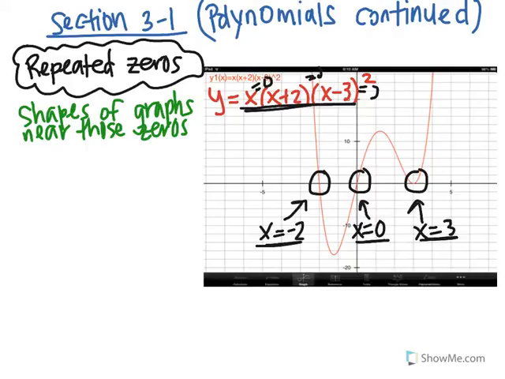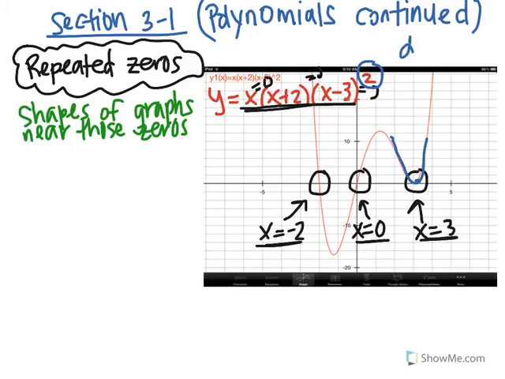The one thing that you might notice is this zero, it's twice. It's x minus 3, and it's a factor 2 times. Notice what it looks like at 3. If you have a squared, it kind of bounces off at that zero right there. It kind of looks like a parabola.